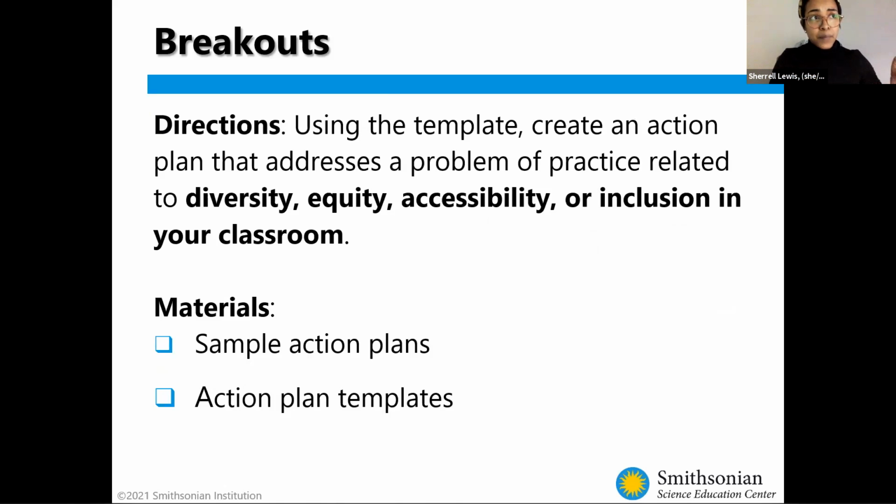Like I said, you have a Dropbox link. There are sample action plans in there for you to reference, so feel free to pull them up as well. And your action plan template, make sure you download it so that you can actually edit it from Dropbox. All right, I will wait for us to move into our breakouts.